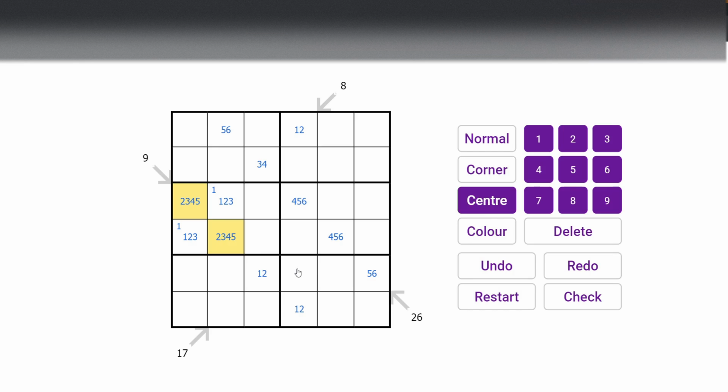Sorry, it can be 5, but let me explain why it can't be 2 and 5. So Mark used bifurcation, but there's a simpler way, I think. So this 8 diagonal and 9 diagonal, you don't have any common cells. So let's see what happens if we add them up. So if we add this 8 and this 9, we get 17. Now these two add up to 3 because they have to be different.